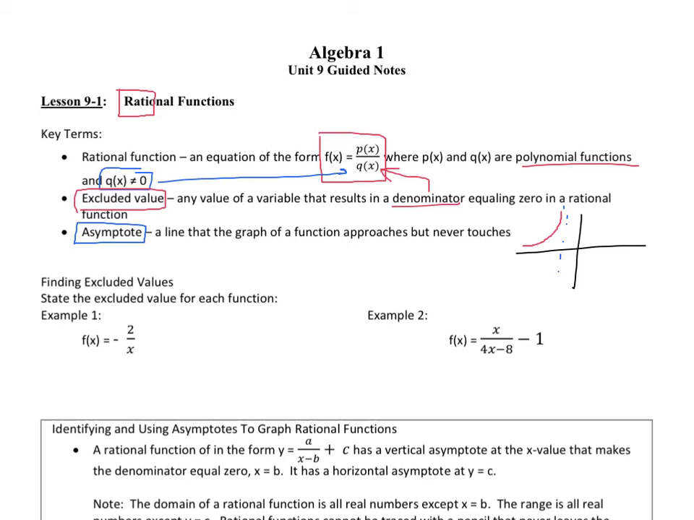So you could have one right here as well, and this one looks like it's the x-axis. And typically with these kinds of functions, out of 4 possible sections, you have your graph taking up 2 of them.